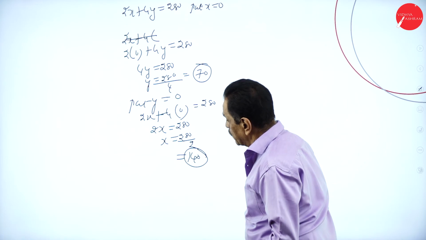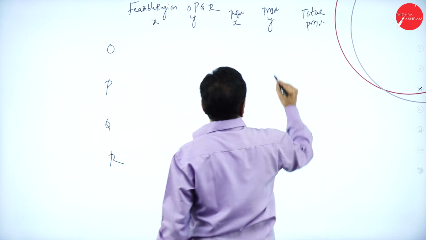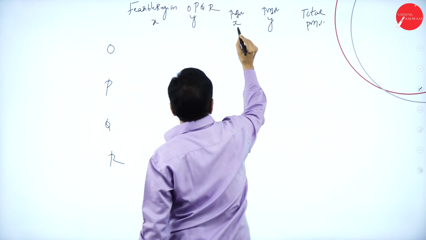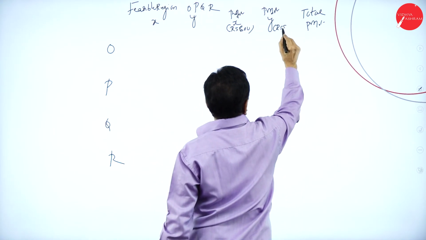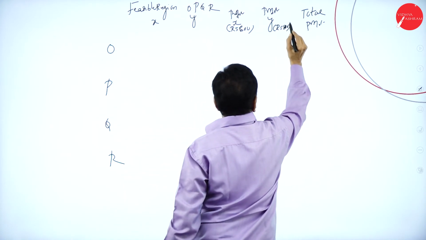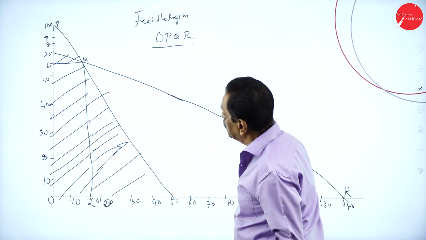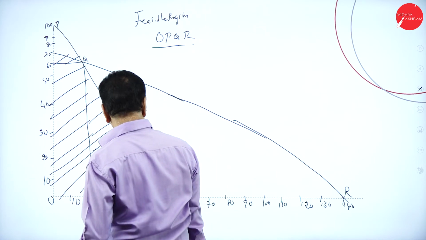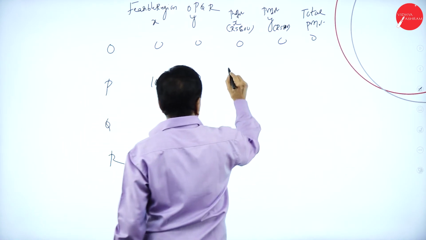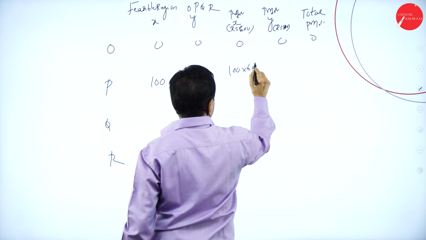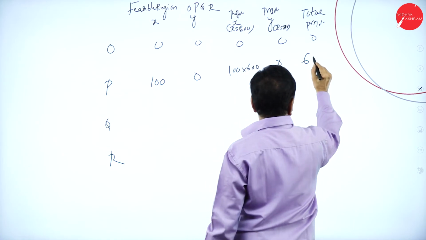What is the profit of X? Profit of X, 600, and of Y, 800. This is rupees per unit. At O, it is 0, leave it off. Then at the point P, X is 100, Y is 0. 100 into 600, this is 60,000.